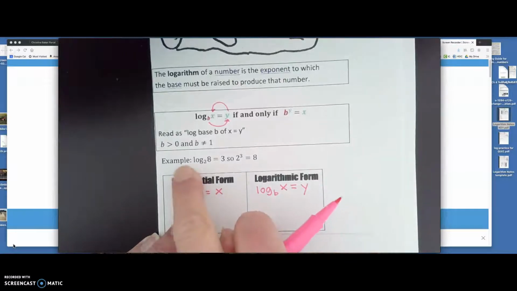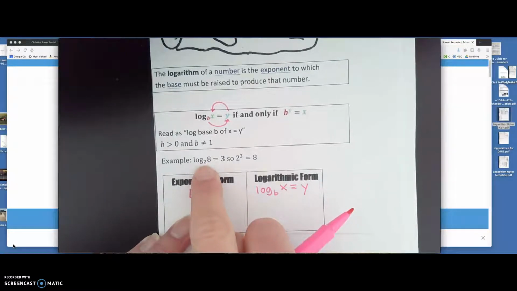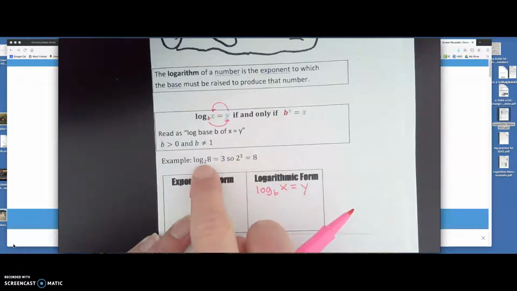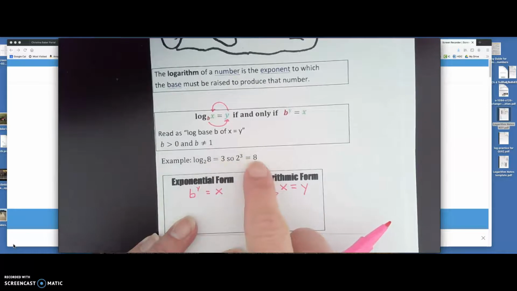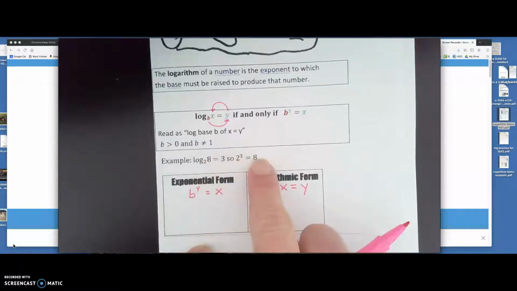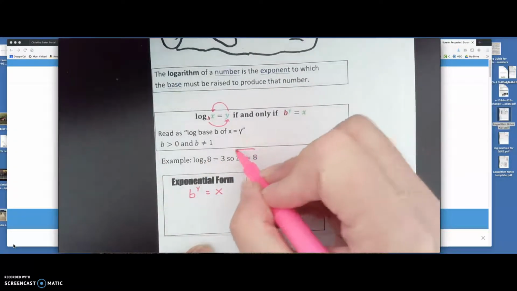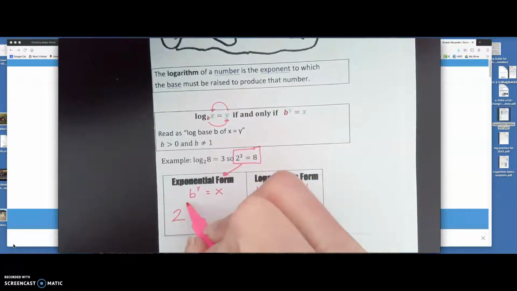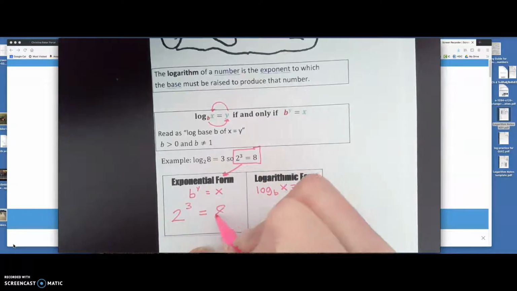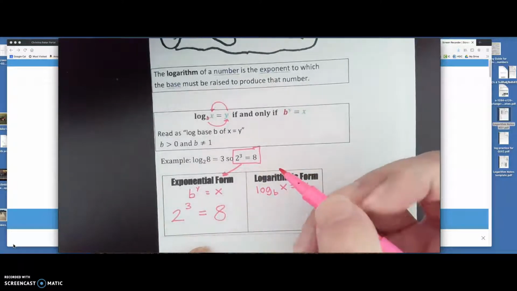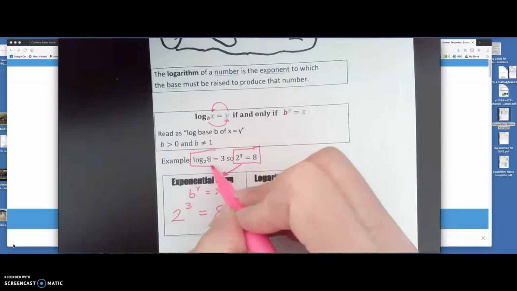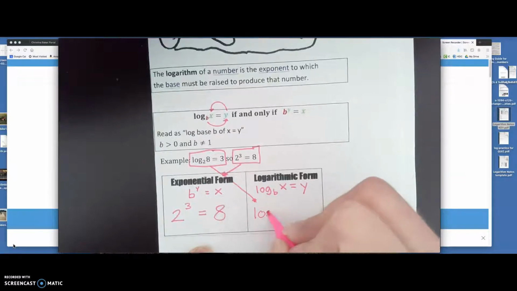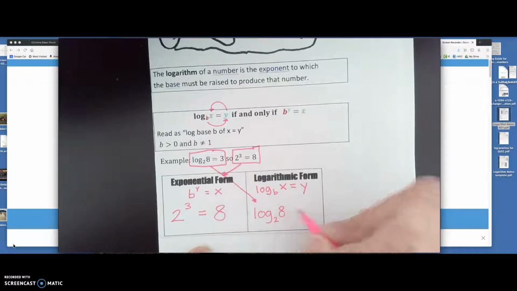Okay, so it says example, log base 2 of 8 equals 3. So therefore, we can say that 2 to the third power equals 8. So all we're doing is transferring the fact that this would represent the exponential form. So 2 to the third power equals 8 means the exact same thing as this equation. Log base 2 of 8 equals 3.